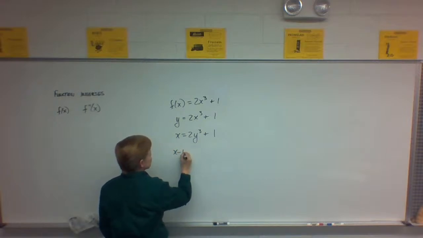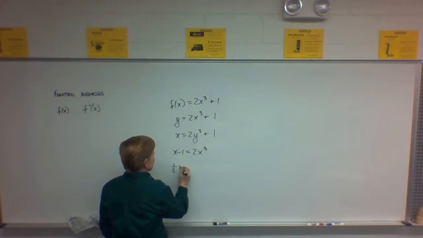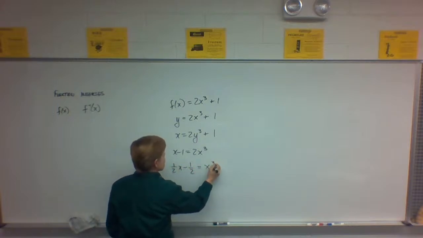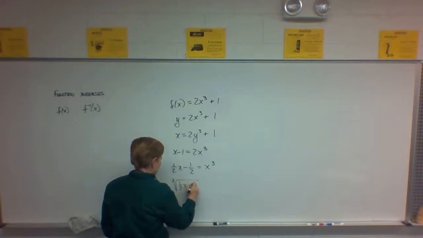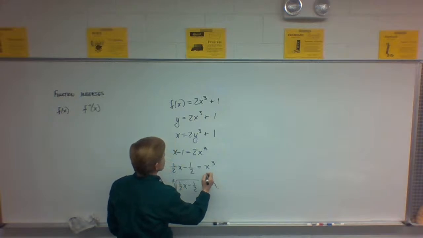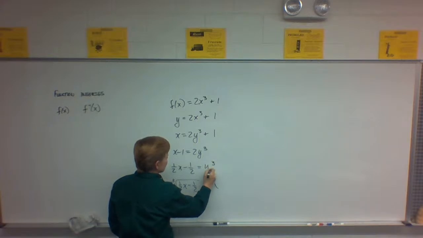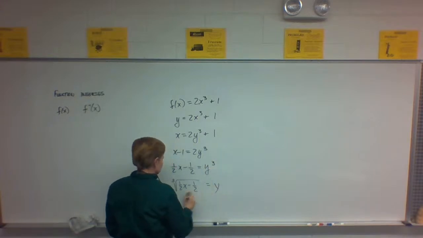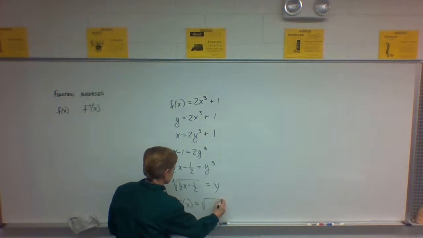Kick the 1 over. Divide everything by 2. And cube root it. I mean, sorry, I switched that to 1. Wow, that was pretty tricky. Which is f inverse. I should call it what it is. It's the cube root of 1/2 x minus 1/2.